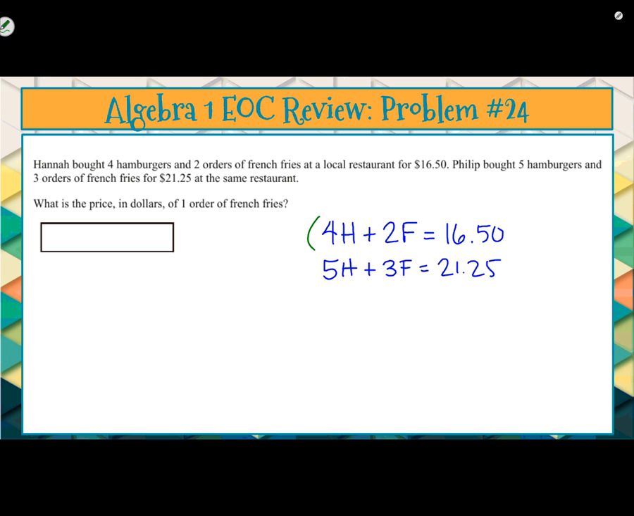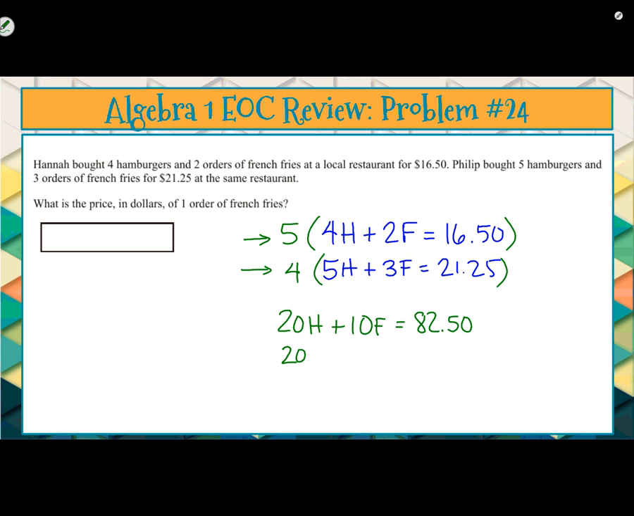I'm going to use elimination. I'm going to multiply the top by 5 and the bottom by 4. Make sure you're multiplying all the way through. So for my first line, I'm going to have 20H plus 10F equals $82.50. And then I'm going to multiply my second row by 4.